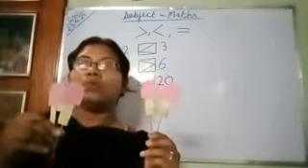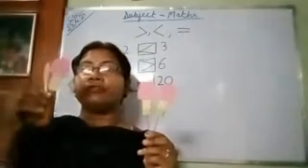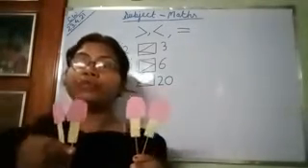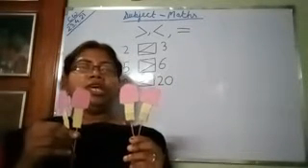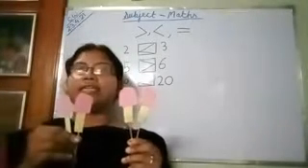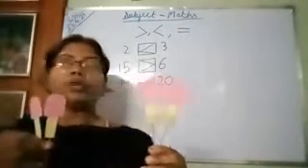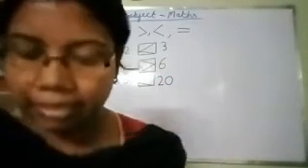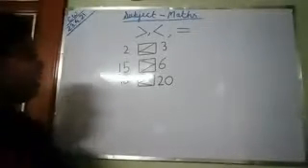What will we do? We will be confused? No confusion. We will put the sign equals to. Equal, equal. Both the sides are equal. This side also 2 ice creams, this side also 2 ice creams. So we will just put the sign equals to.